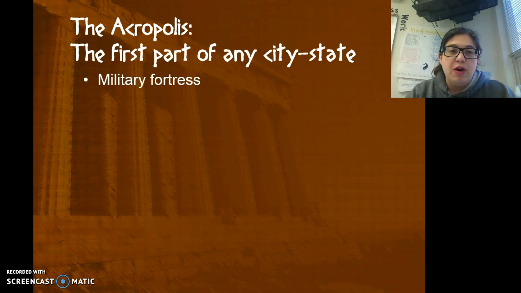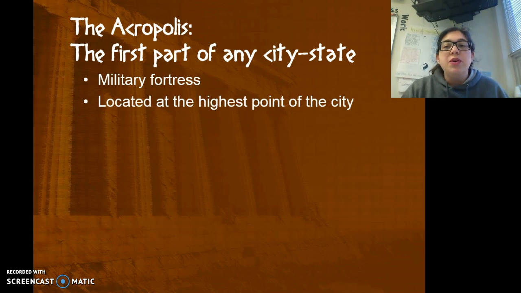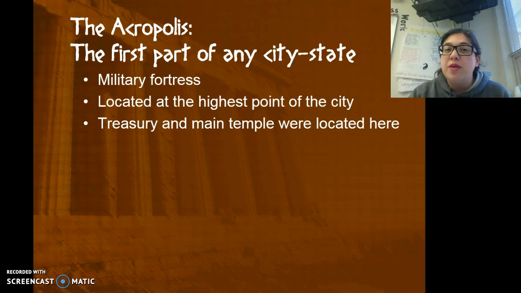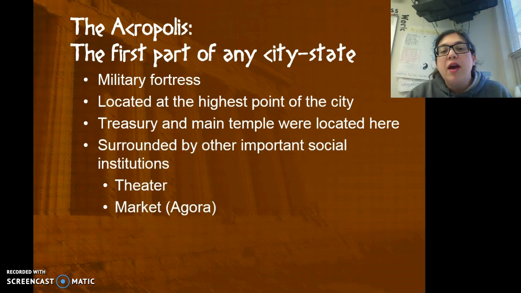So let's talk about the Acropolis. First and foremost, this was for military protection. This is where you went if somebody was coming to attack and you needed to be in a safe place. This was located at the highest point of the city. The treasury and the main temple were located on the Acropolis. And then it was surrounded nearby by the other important social institutions.